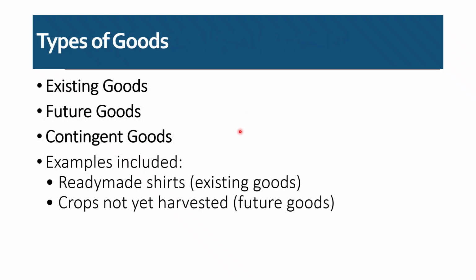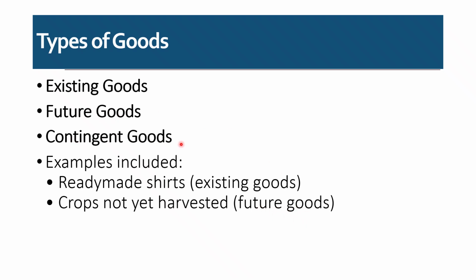Coming on to types of goods. Under the Sales of Goods Act, goods are classified into three types, based on when they exist. First is existing goods: goods that are already in the seller's possession. For example, a ready-made shirt in a store. Next is future goods, goods that will be manufactured or acquired in the future. For example, crops that will grow after the harvest, or products that will be manufactured next week. They come under the category of future goods.